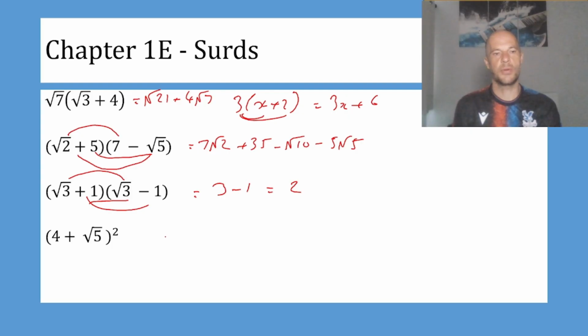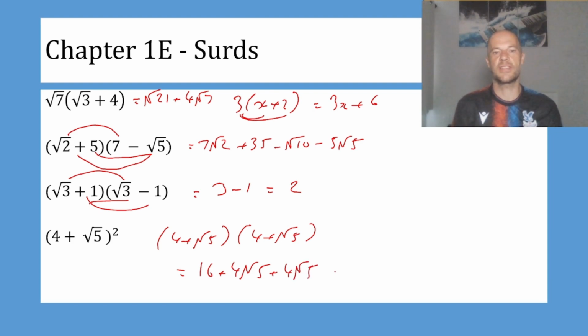4 plus root 5 squared is not 16 plus 5. It is 4 plus root 5 multiplied by another 4 plus root 5. So let's expand it in the same order I normally do. So 16 plus 4 root 5 on the inside plus 4 root 5 on the outside plus root 5 times root 5, which is 5. 16 plus 5 is 21, and 4 root 5 plus 4 root 5 is 8 root 5. There we go.